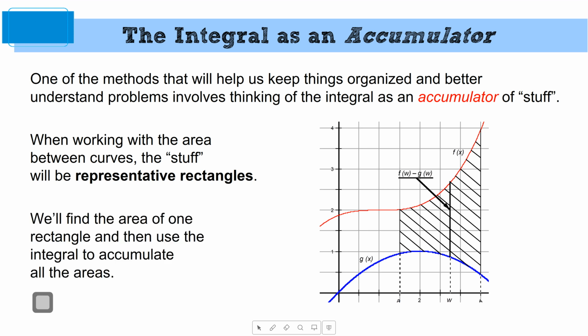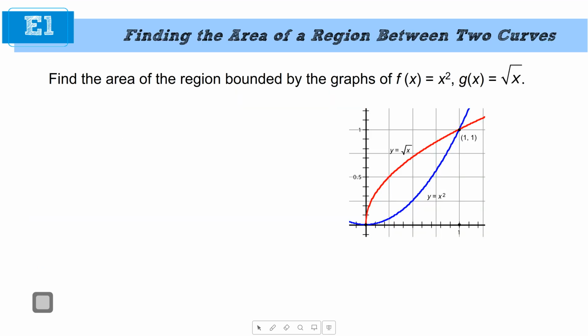That'll come into play later. But the concept is still there. Find the area of that one rectangle, then add up all the rectangles in the region, and when you're done, you have an area.